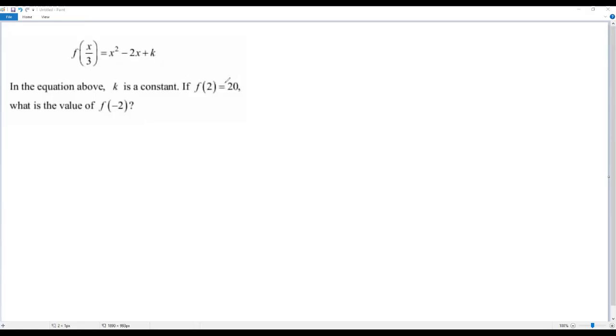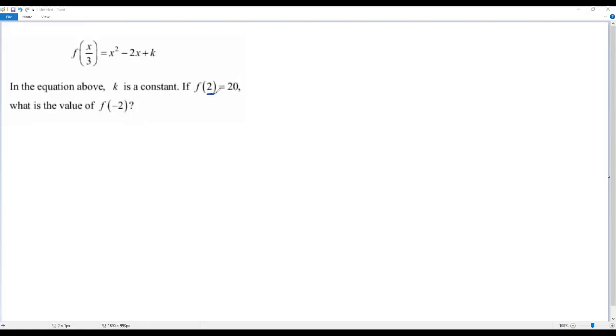Here we have a value of the function, that is f(2) = 20, and we have to get the value of the function f(-2). If I want to get the value of f(-2), first we have to get the value of the constant k over here. For that, we have to use this information, that is f(2) = 20.